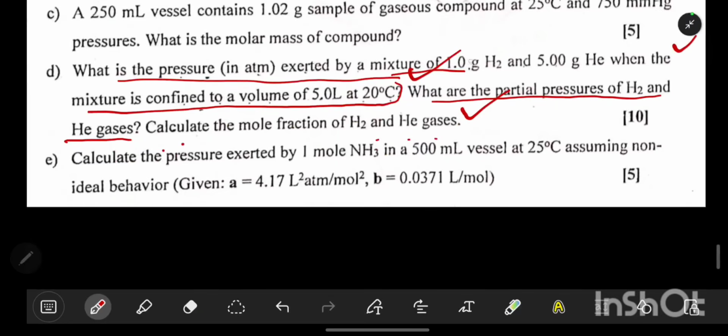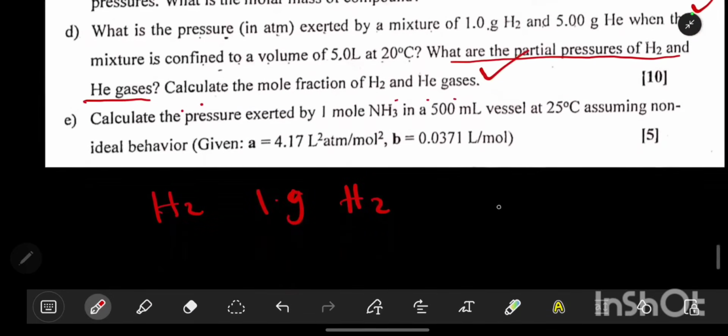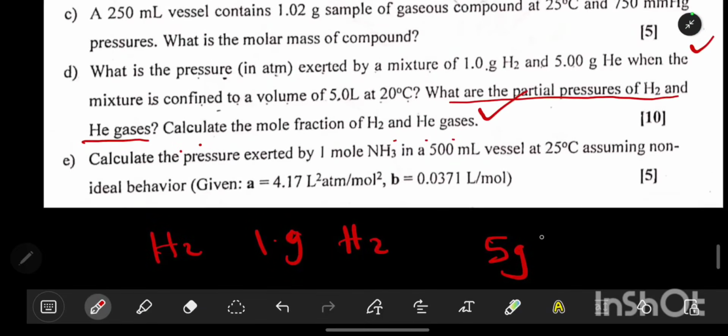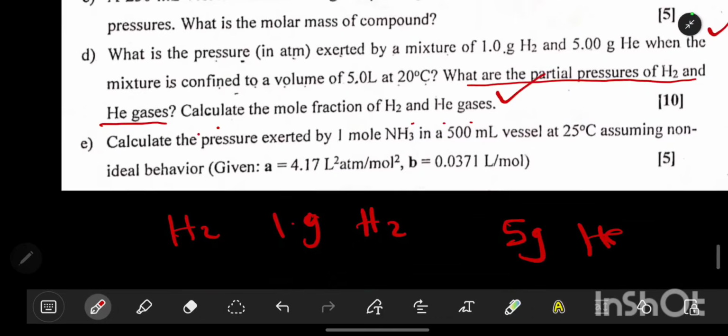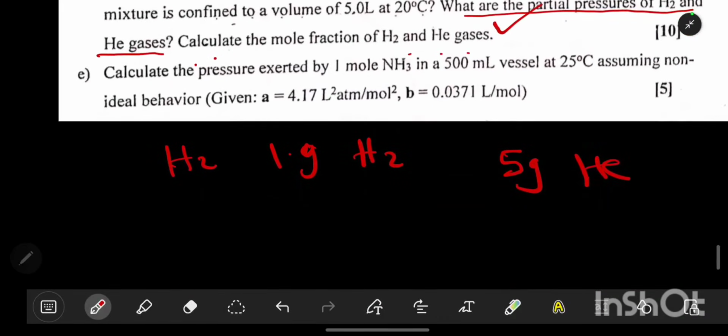So before we do that, the first thing that you need to do is convert each and everything to the required units. So if you have the H2, so you have the mass of 1.0 grams, I can just say 1 gram of my H2. I need to convert this to the moles. Then I also have my 5 grams of helium. I need to convert this to the required units.